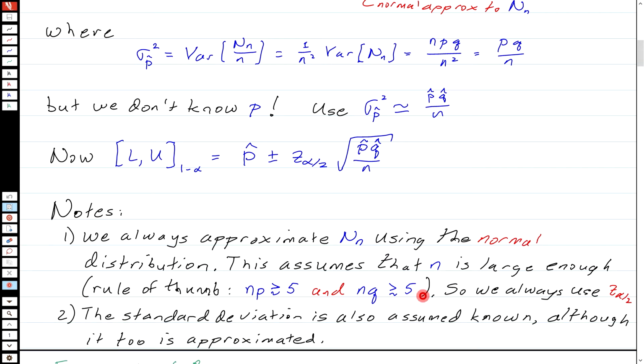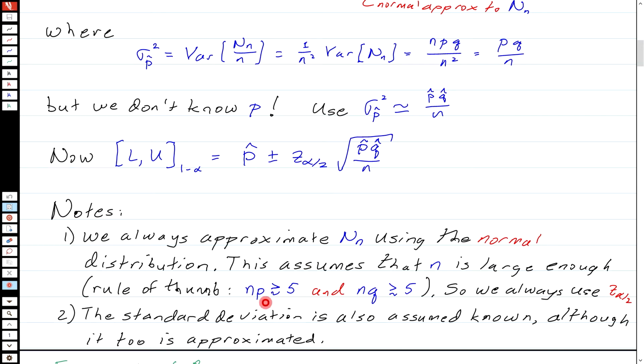Okay, so just some notes. I've already kind of mentioned this. We first of all will always approximate n sub n using the normal distribution. There's no point in even talking about the t because the t distribution never approximates the binomial distribution. But this approximation really only works if n is large enough.